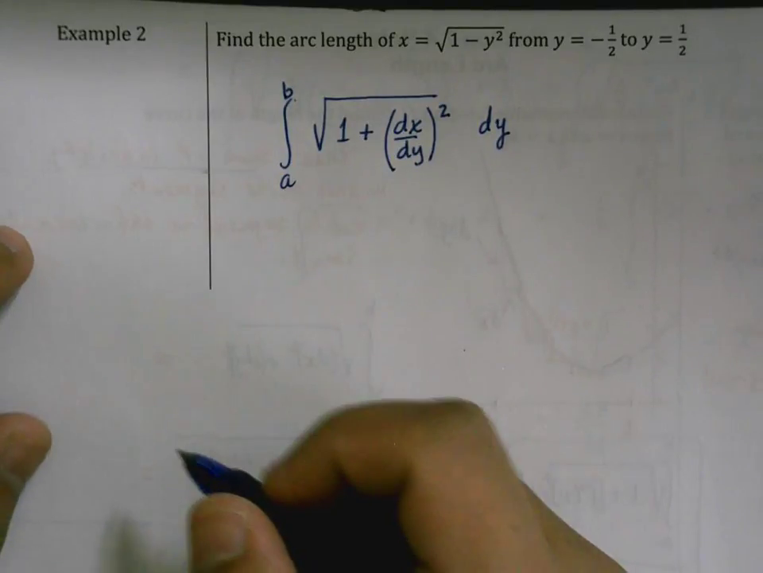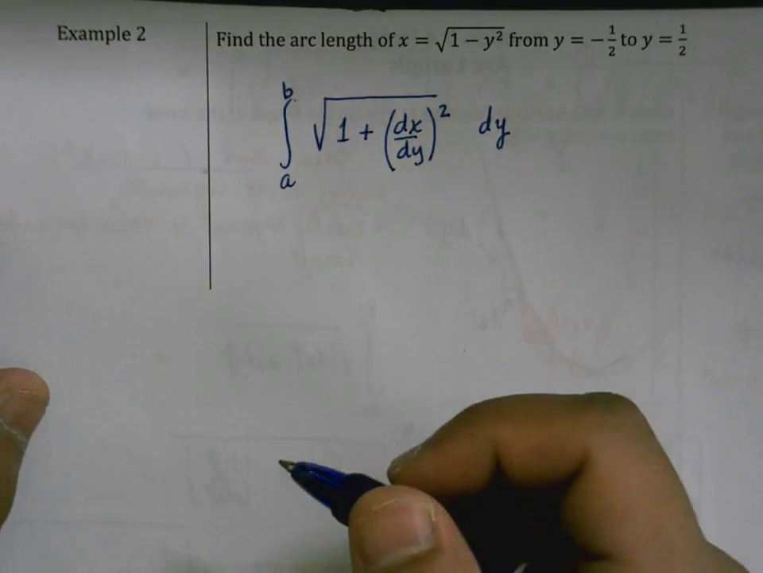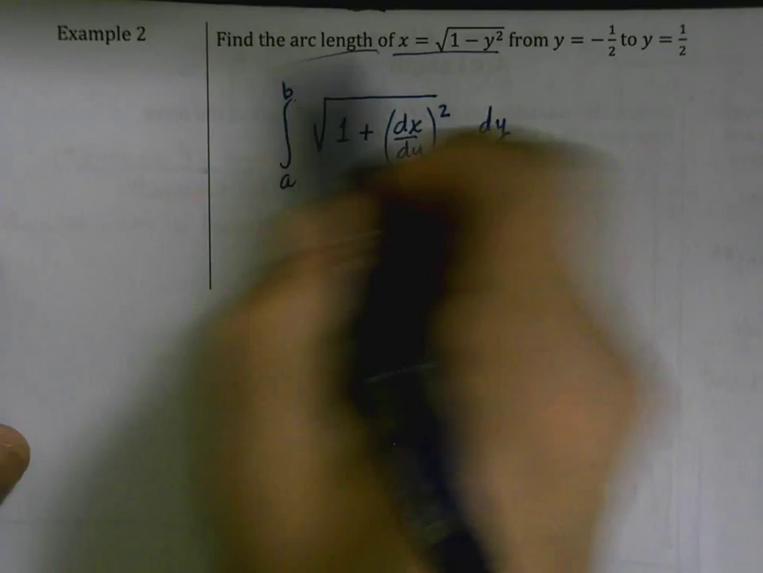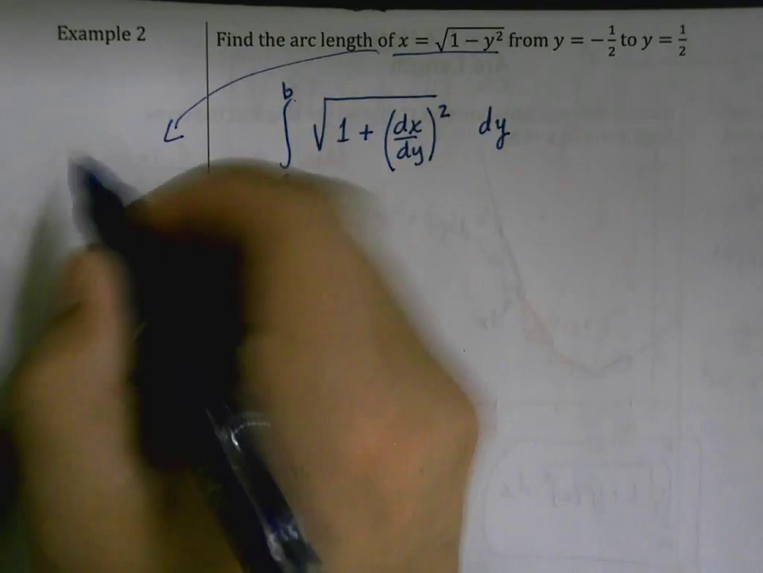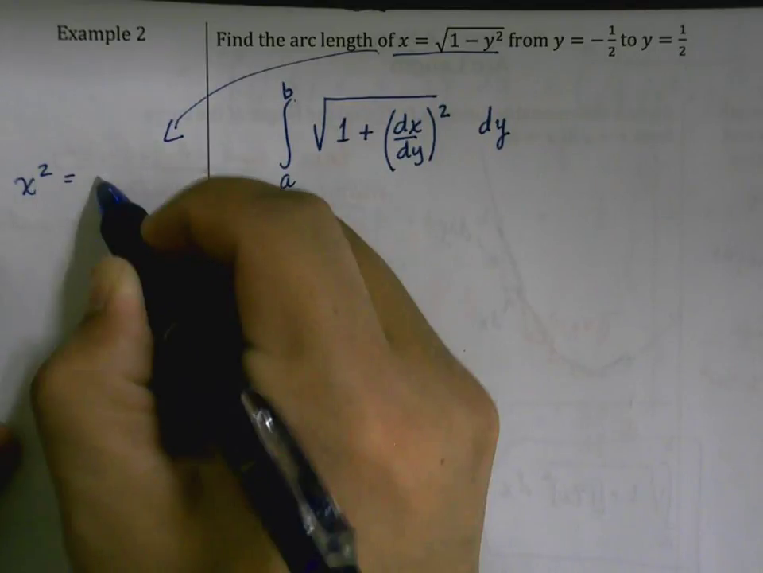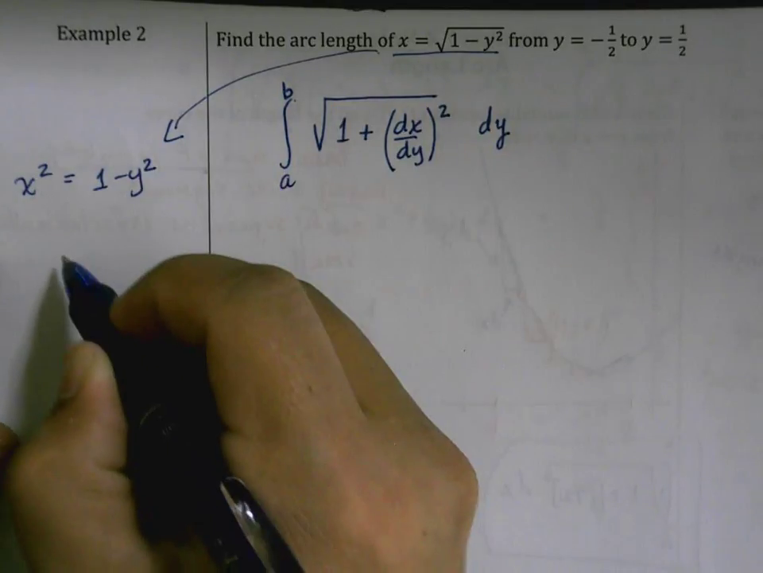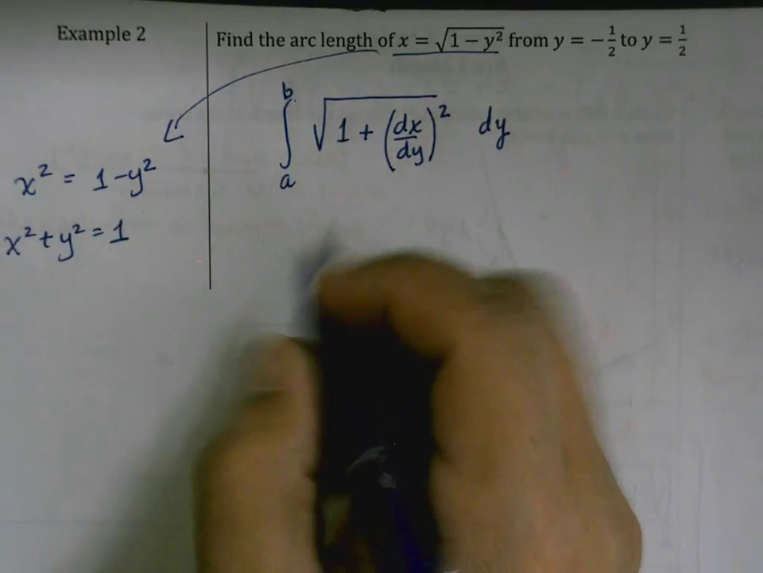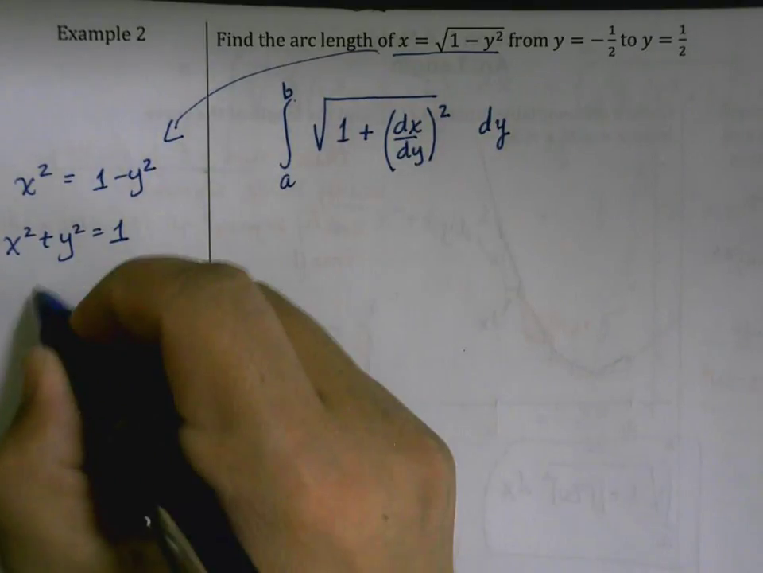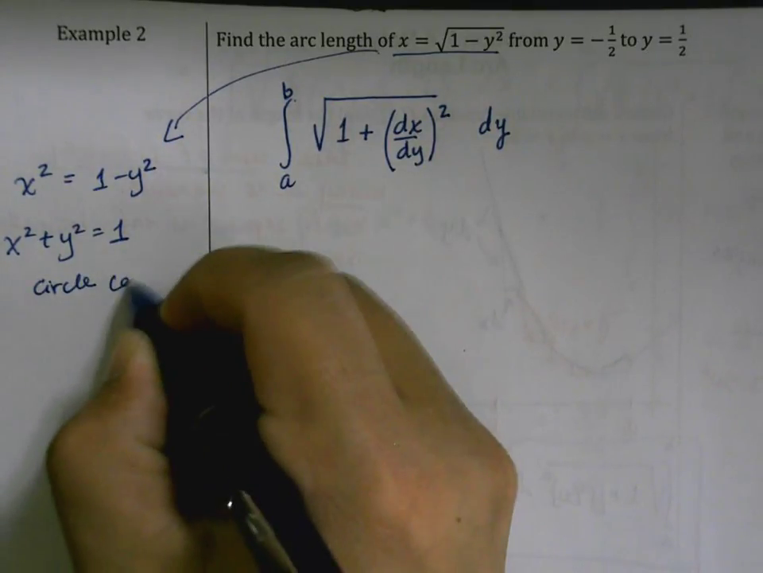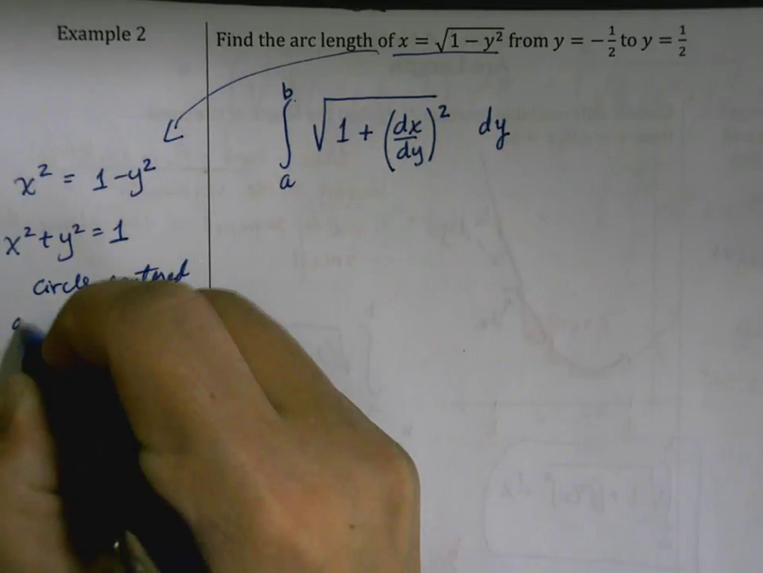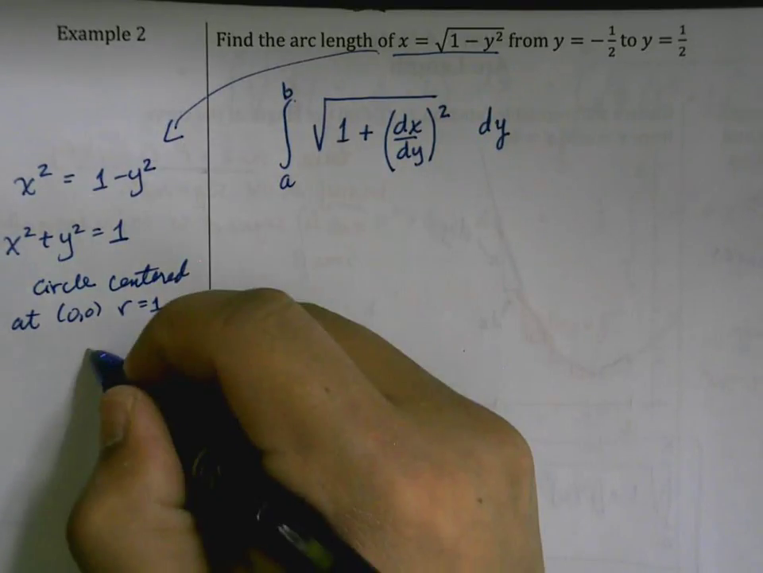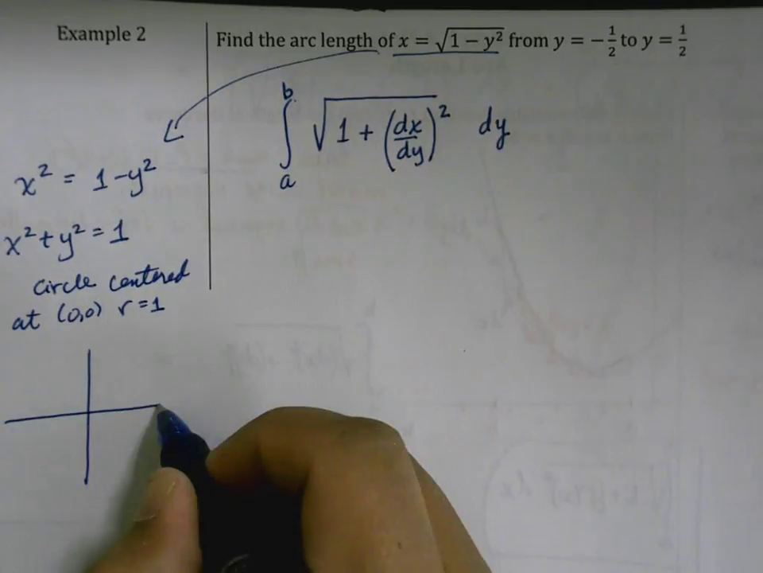Now, sometimes with calculus, it's actually the algebra or the graphing that is most difficult, because we need to know what this function is supposed to look like. Well, if you rework this a little bit, you end up with x squared is equal to 1 minus y squared, and that means x squared plus y squared is equal to 1. So hopefully your geometry teacher taught you well, and you can recognize that this is a circle centered at 0, 0 with a radius equal to 1. So it looks something like this.